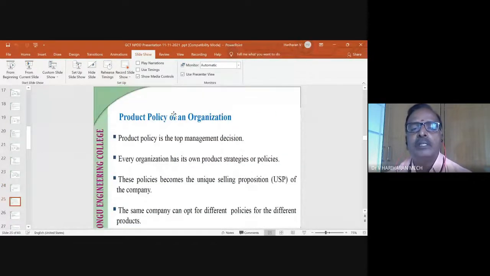Then the product policy of an organization. The product policy is the top management decision. Every organization has its own product strategies. These depend on your product and also on the selling condition. So these policies become a unique selling proposition of the company. The same company can opt for different policies for different products. Product policy means that for producing any new product, the organization will have a policy, and based on that only you have to proceed.